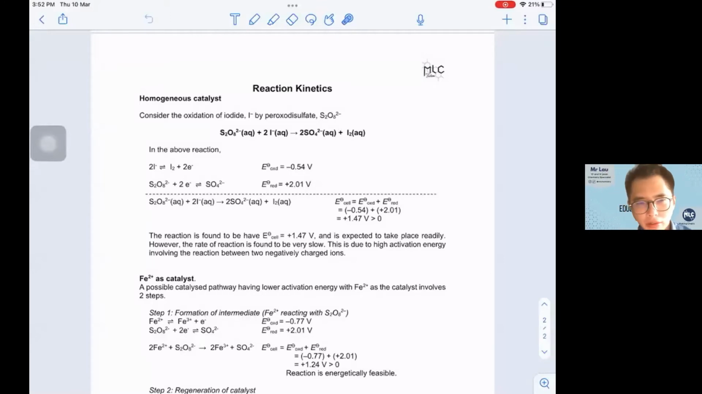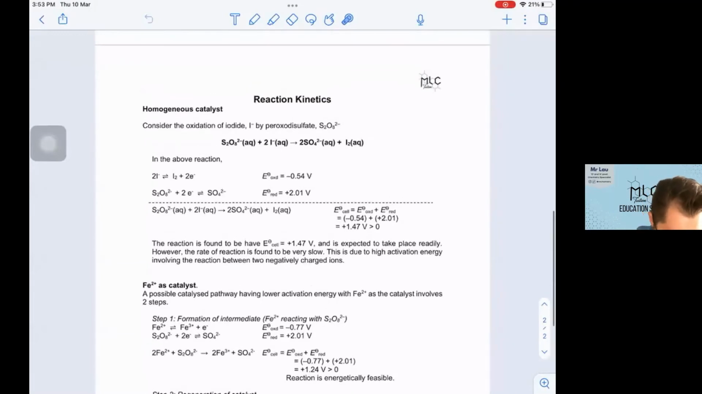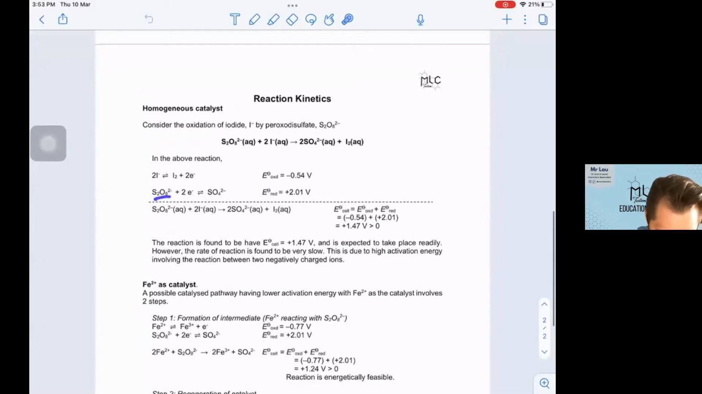Okay, today let's take a look at homogeneous catalysis. Homogeneous catalysis is best represented by this very standard reaction here, which is the redox between iodide and peroxydisulfate. If you look at the E0 values for these two reactions, the oxidation of iodide, E0 ox, is minus 0.54. The reduction of peroxydisulfate, E0 reduction, is plus 2.01. The E0 cell would then be a positive value, which means that it is spontaneous.